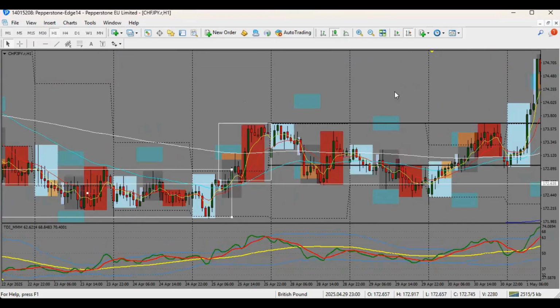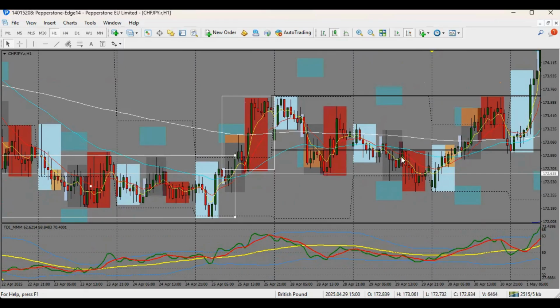So if you look at this market right here, the market was saying it's bearish because the moving averages, of course, they're telling you to sell, to sell, to sell.